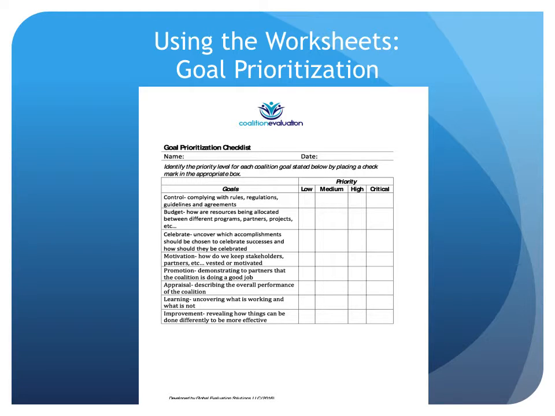This worksheet will help you identify which goals you think are most or least important for your coalition. This is a good tool to generate discussion and reach agreement about your coalition's priorities. Once you have identified and agreed upon the importance of these goals to the coalition, you can begin to align your goals to your data.